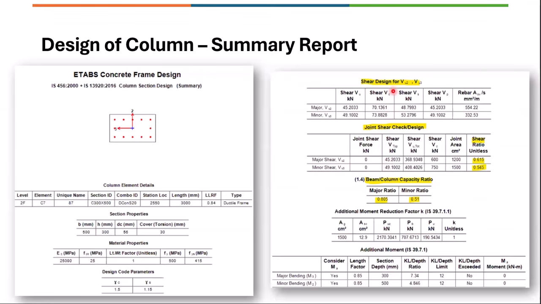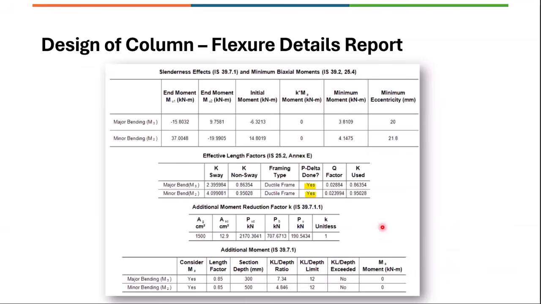And the other outputs: shear, joint shear check, and 1.4 beam column capacity ratio. If the ratio is less than or equal to 1, then it is okay. And other information related to additional moments, if any, calculated and applied.